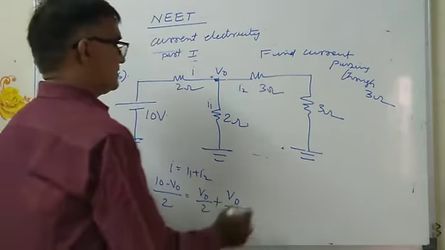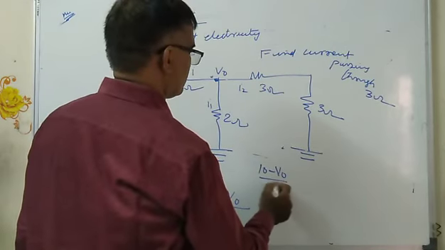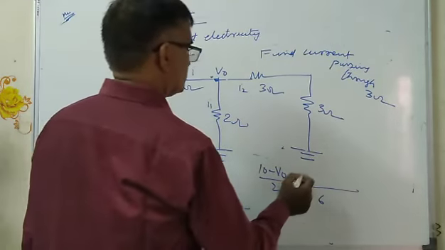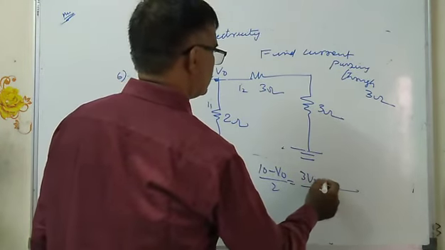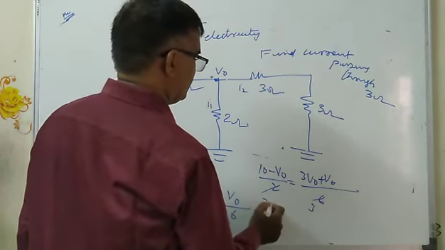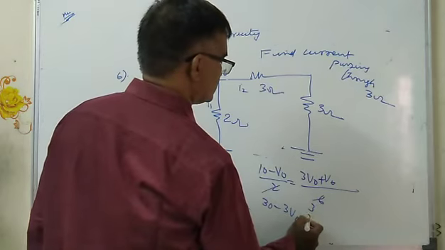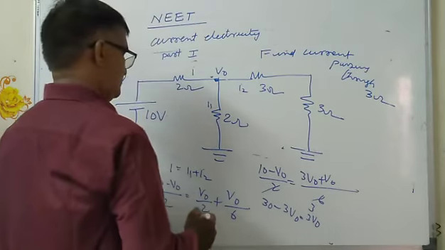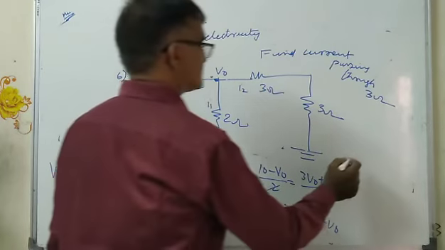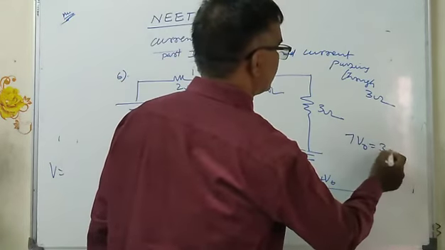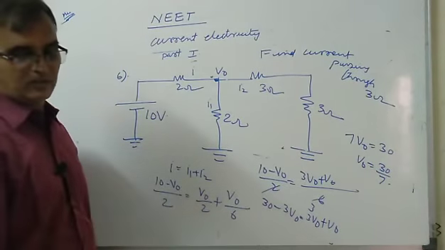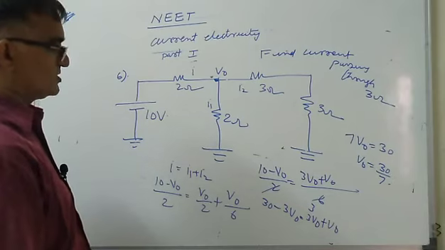Now we will take the LCM here. (10 minus V naught) by 2 is equal to, 6 is the LCM here, 3 V naught plus V naught. Now here 30 minus 3 V naught is equal to 3 V naught plus V naught, that is 7 V naught is equal to 30. V naught is equal to 30 by 7 volts.